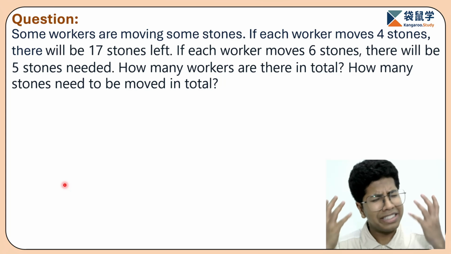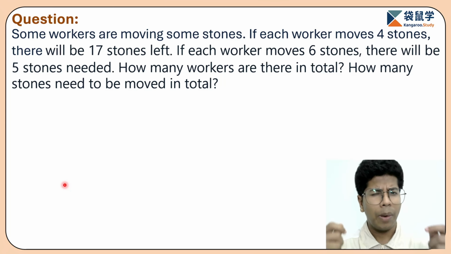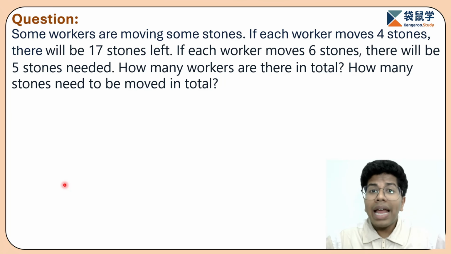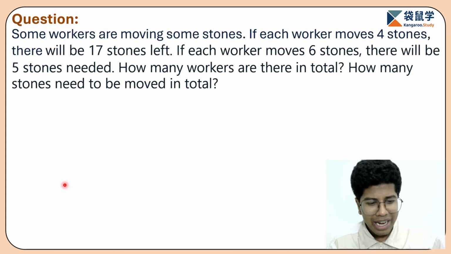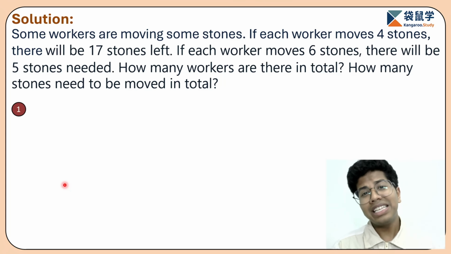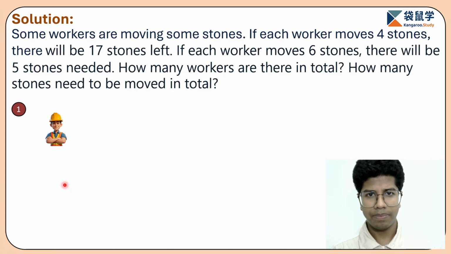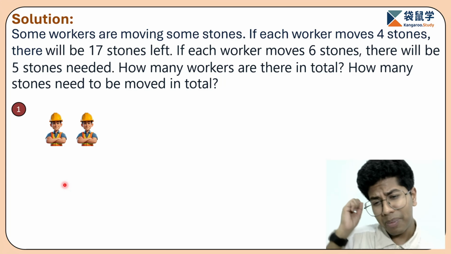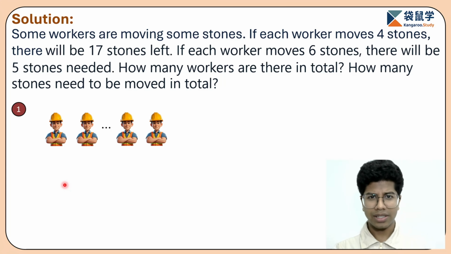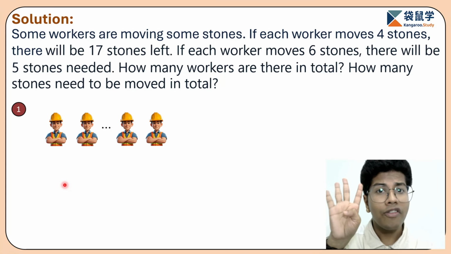So, if I simply read the question, it's quite difficult to understand what's actually happening in this situation. The best thing that you can do is make a figure out of it to understand better. For the first part of the question, it's asking about some workers. Let's say I have one worker here, and I might have another worker. There are many workers basically, so I'll put a ... and other workers. Now it says, each one of them is moving 4 stones.